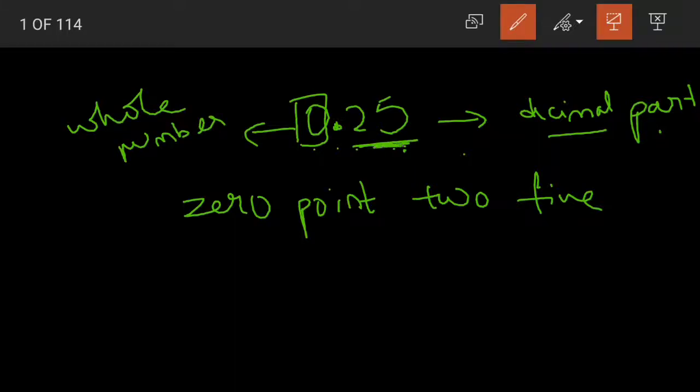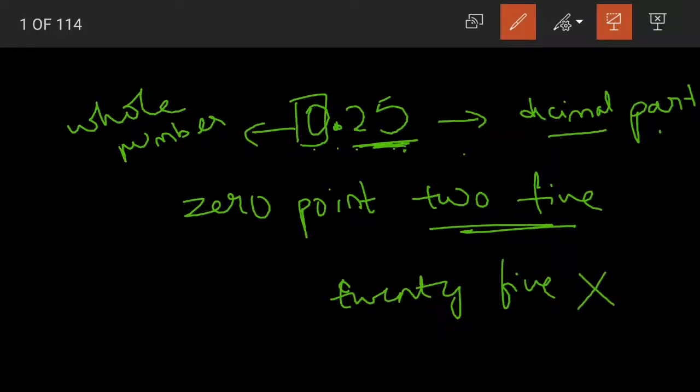The decimal part is read individually. We do not combine the digits and read it as 25. If I say 0.25 as twenty-five, it will be wrong. How should we read it? We should read it as zero point two five. Is this clear? This is a decimal number.